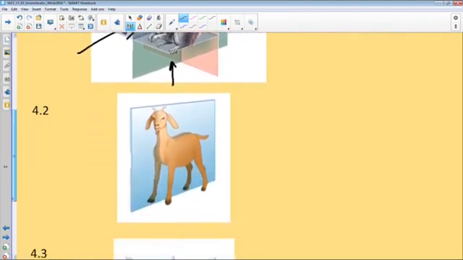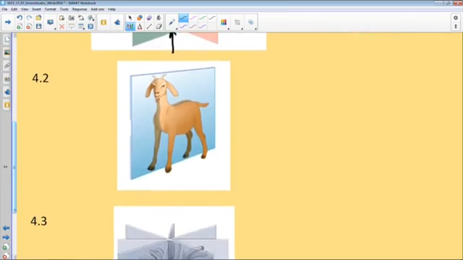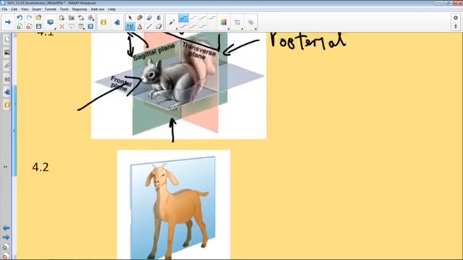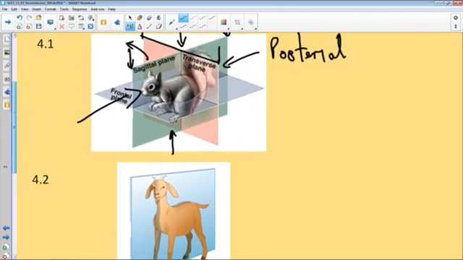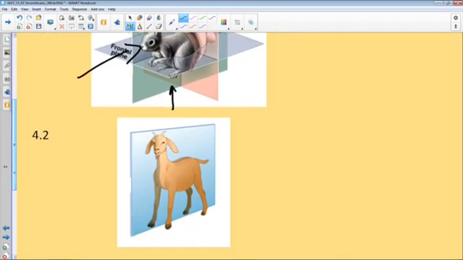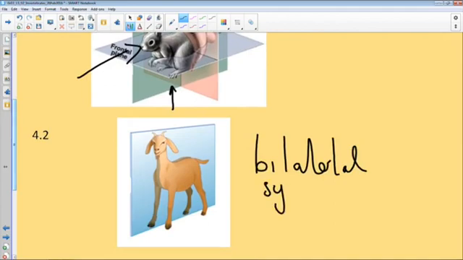Here we have an organism, and guys, if we were to cut this up, what section of this is it? So we're looking at basically a section that shows the left and right. So this would be cutting it along the sagittal plane, and we're getting an organism that shows bilateral symmetry. So that's bilateral symmetry there.